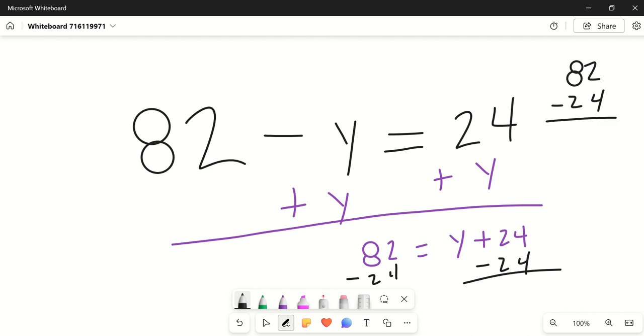And you guys are going to do this. 2 minus 4, can't do. Need to borrow. What's 12 minus 4, everybody? 8. And what's 7 minus 2? So y would equal 58.